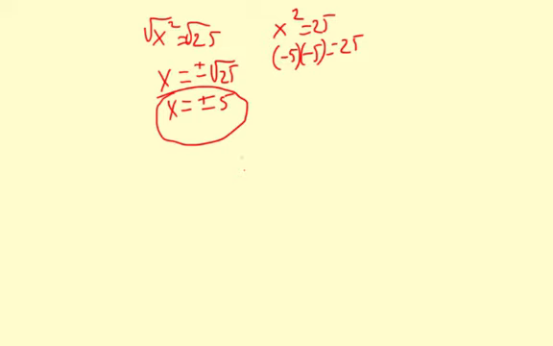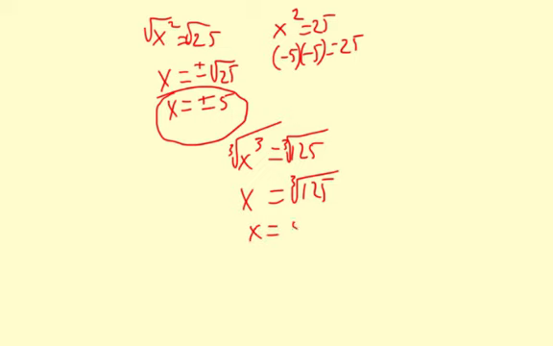Let's look at a cube root. Well, to solve this, you take the cube root of both sides. So the cube root of x cubed is simply x, which equals the cube root of 125. And 125 is 5 times 5 times 5. So x is simply 5.